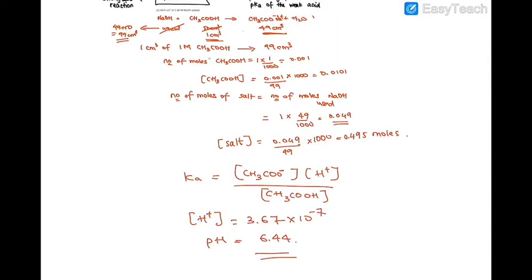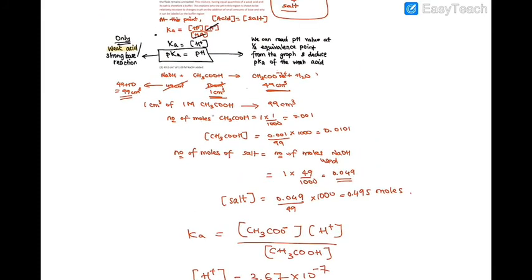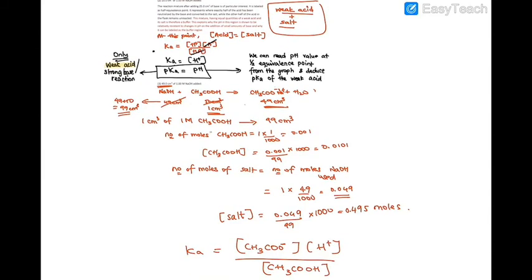So at this point here, the pH is 6.44. At this point, when 49 centimeter cube of the base has been added, we have actually moved out of the buffer range here.